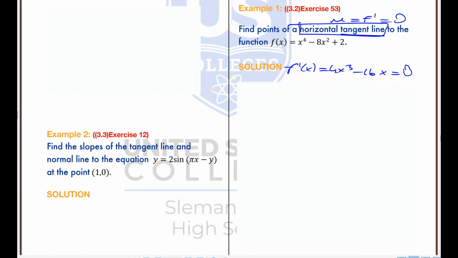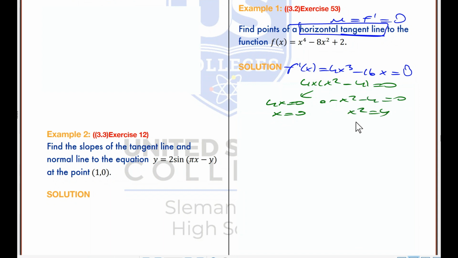Take the common factor out, which is 4x, so 4x times (x squared minus 4) is equal to 0. Either 4x is 0, then x is 0, or x squared minus 4 is 0, then x squared is 4, x is plus and minus 2. So I have three x values that make the slope 0, the tangent line horizontal.